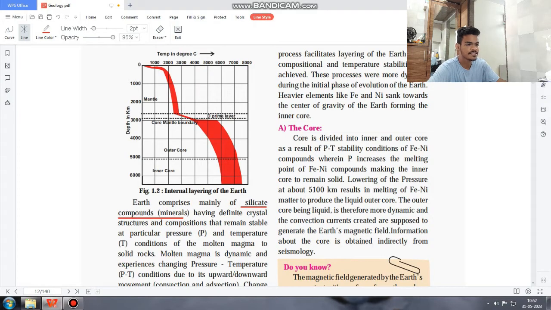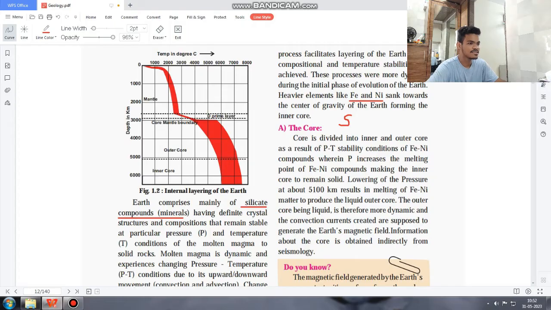Then come to the next side. There's nothing much given over here. Now these are the elements, heavier elements like iron and nickel, which sank towards the center of gravity, forming the inner core. So here is the main part from where this chapter starts, the core.